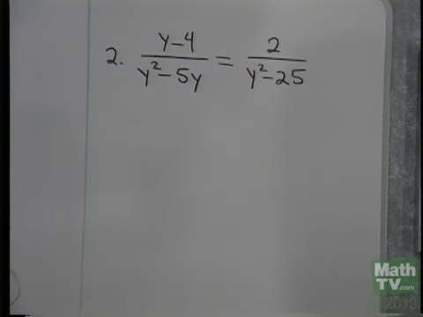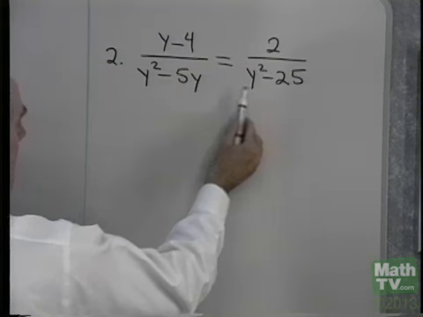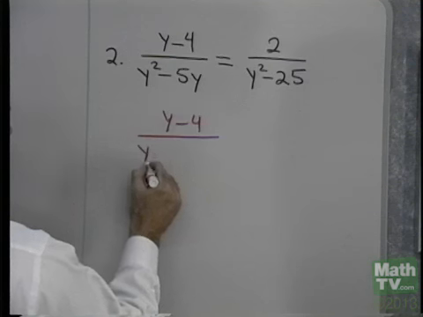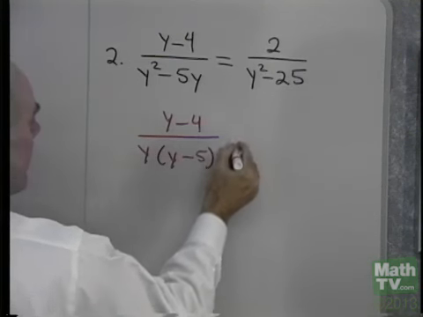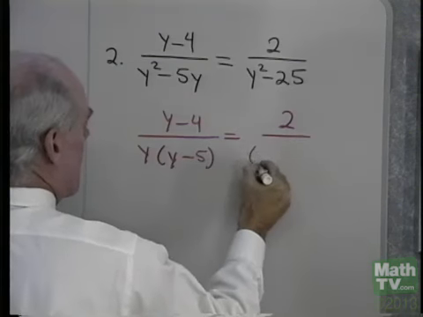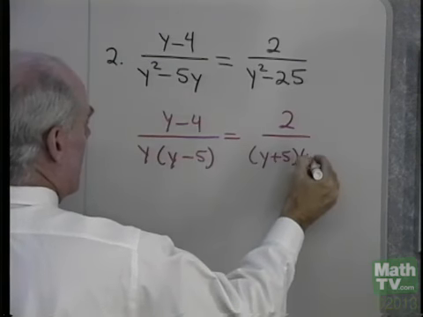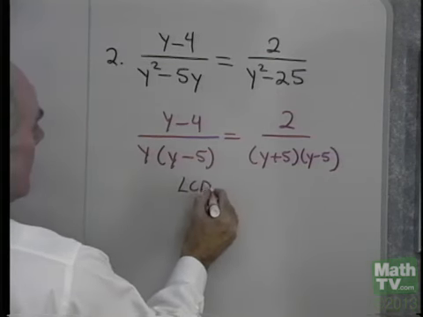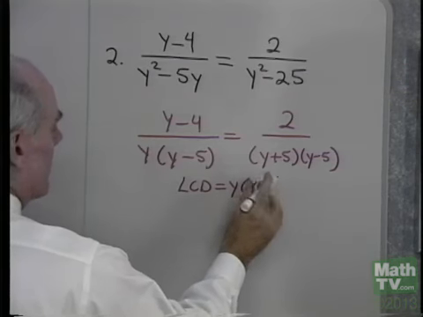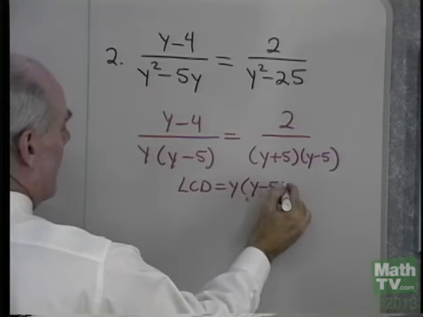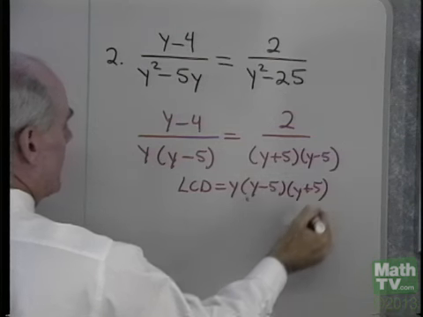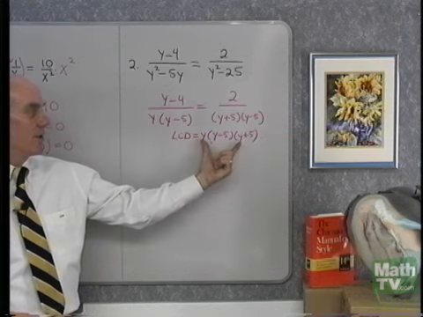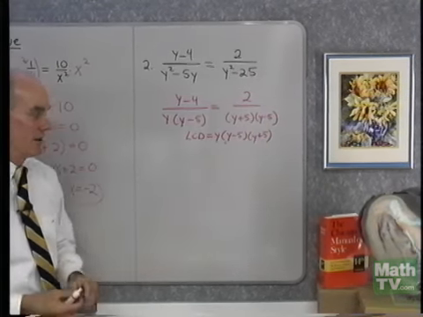Here I want to do the same type of thing, but before I see what the least common denominator is, I'm going to have to factor these denominators. So y minus 4 divided by y times (y minus 5), and here I have 2 over (y plus 5)(y minus 5). So my least common denominator is y times (y minus 5) times (y plus 5). I'm going to multiply this side of the equation by it, and then multiply this side of the equation by it.